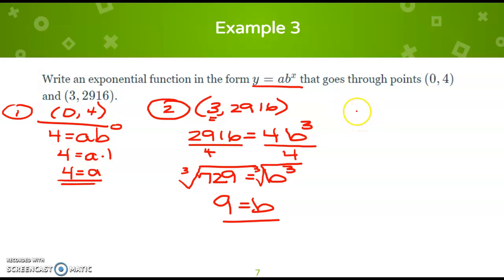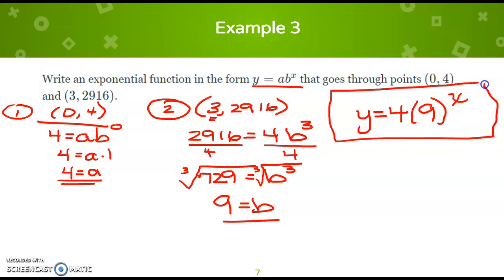So I found out what A is, found out what B is, so I'm going to put it in my formula: y equals A times B to the x power. My final equation only has A and B substituted in. Y and X stay the same.